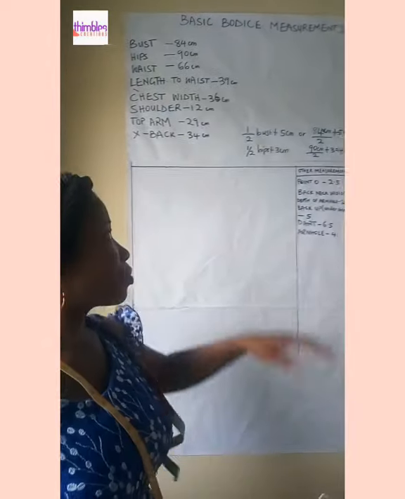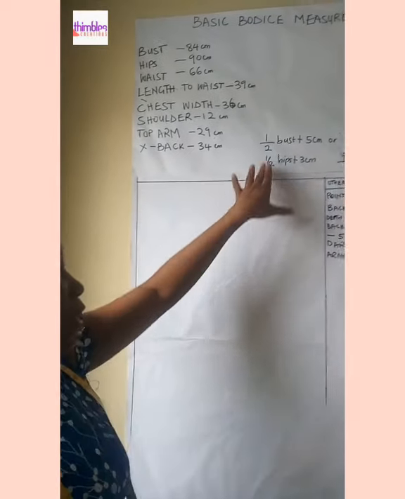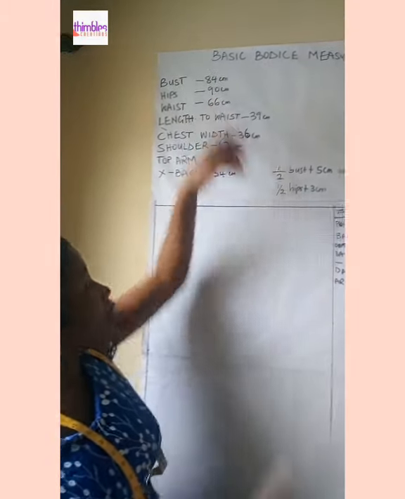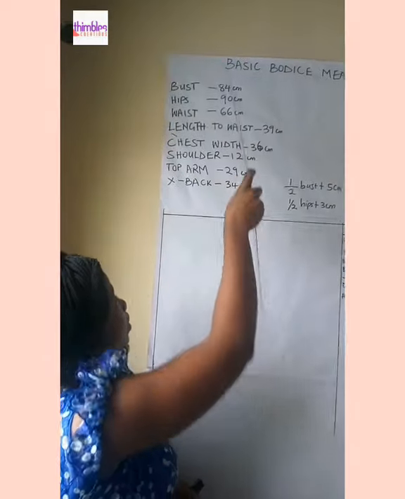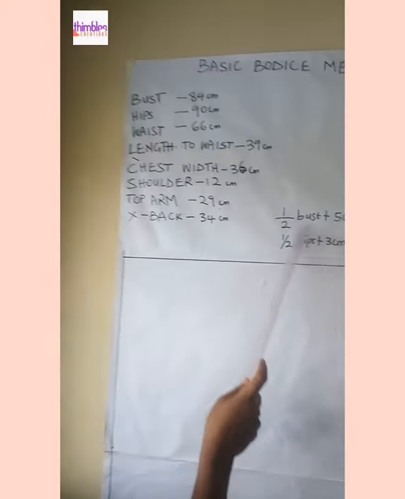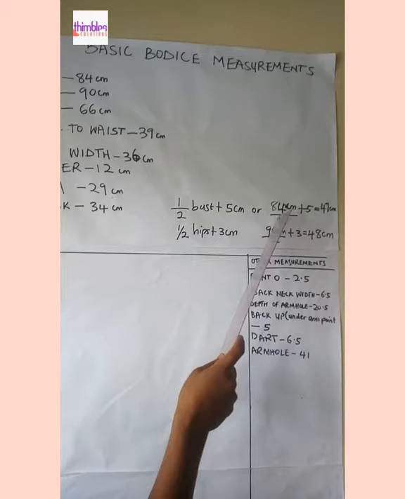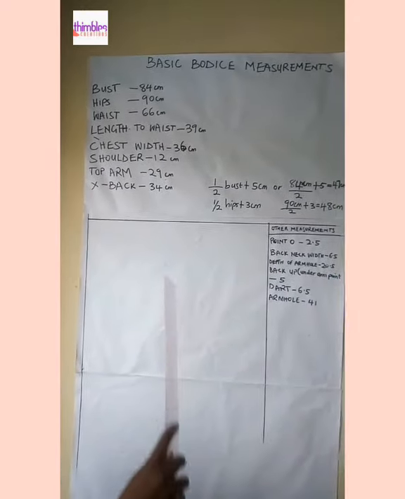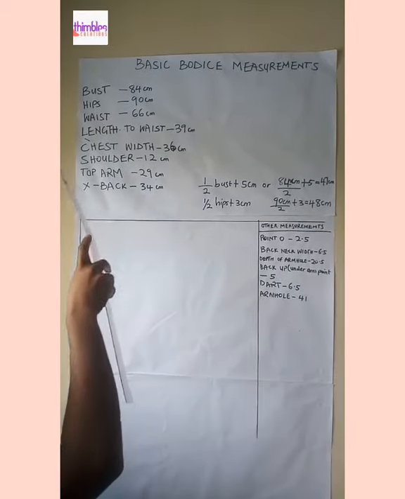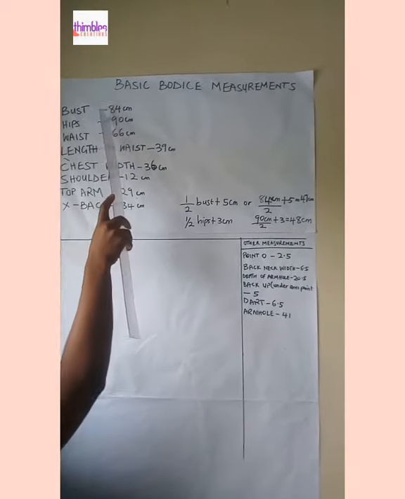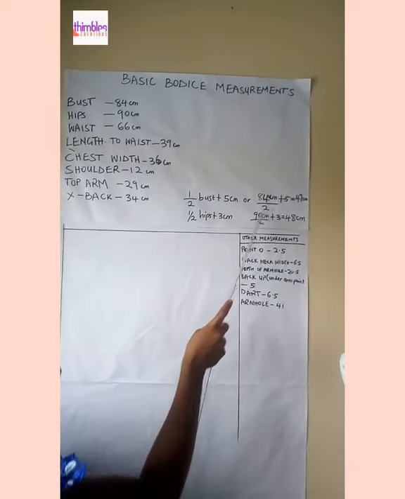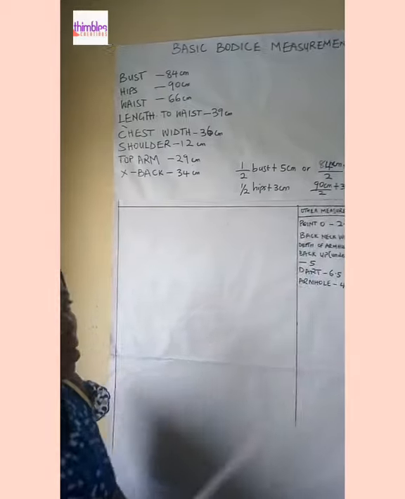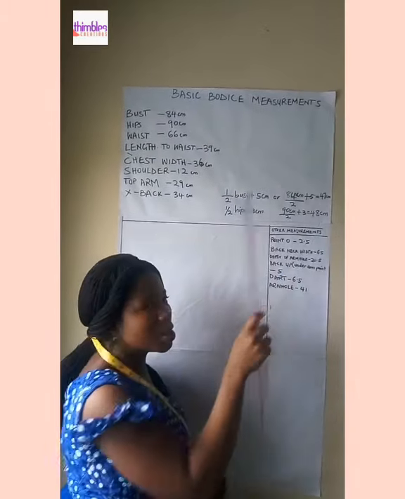To get my working space, I do half bust plus 5. My bust is 84 centimeters, so 84 over 2 plus 5 equals 47. Then half hips plus 3 centimeters. My hips are 90, so 90 over 2 plus 3 is equal to 48 cm. Between these two, I'll take the bigger number.